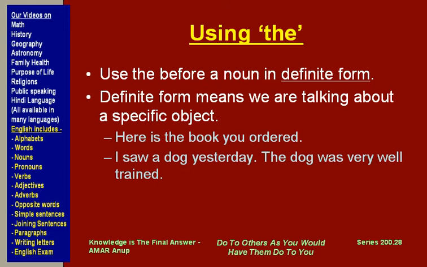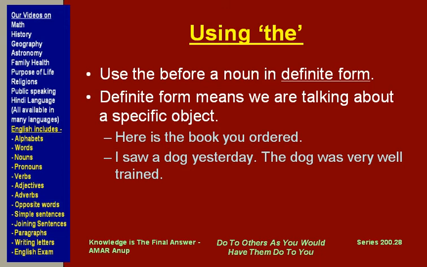So an example of using the is, here is the book you ordered. Now we are talking about a book that we both know that you ordered, so you know which book and I know which book because I am saying the book you ordered. If we did not know that, we would say here is a book, but since we both know about the book, we use the before the book.